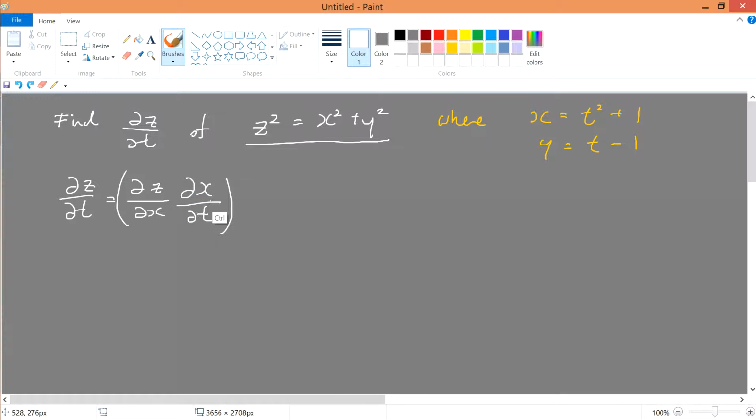Anyway, so this is partial z partial t, because you can cancel each other, it becomes partial z and partial t. But you can rewrite it in this manner. Later on you'll know why I'm doing this. And then plus partial z partial y and partial y partial t. Same thing, you're going to differentiate z in terms of y, and then partial y partial t. I think you get what I mean.